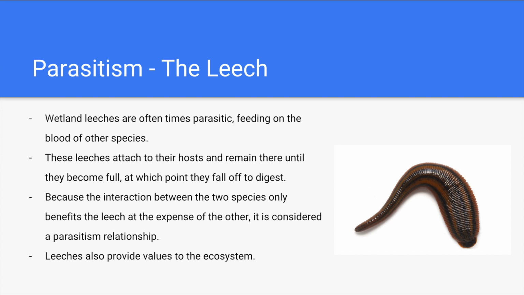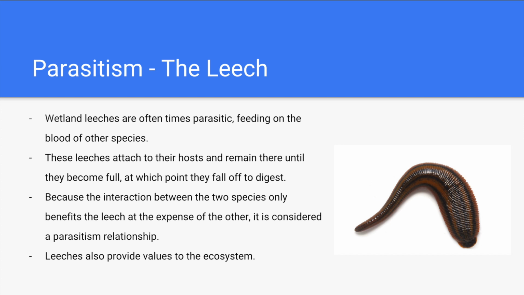These blood-feeding leeches attach to their hosts and remain there until they become full, at which point they fall off to digest. Because the interaction between the two species only benefits the leech at the expense of the other, it is considered a parasitism relationship.